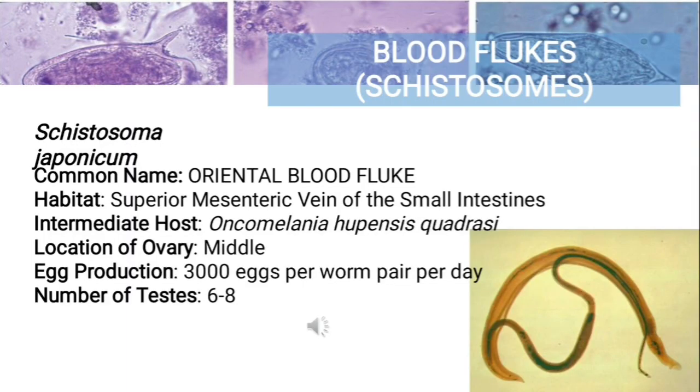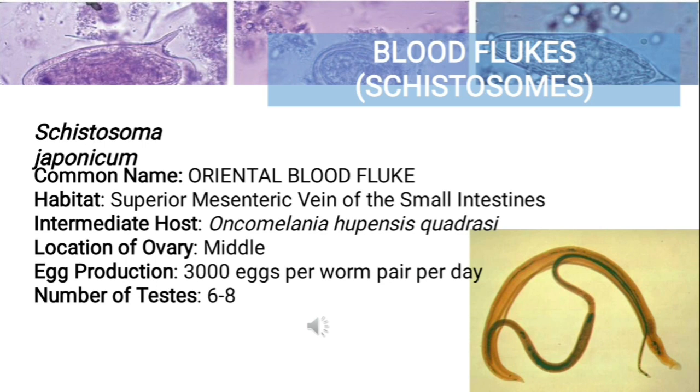Starting with our Schistosomes or Schistosoma. Schistosoma is a genus of parasitic blood flukes that infect birds and mammals, including humans. Five species of medically important Schistosoma have been identified, such as Schistosoma japonicum, Schistosoma mansoni, Schistosoma haematobium, Schistosoma mekongi, and Schistosoma intercalatum. Schistosoma japonicum is the predominant species in the Philippines.